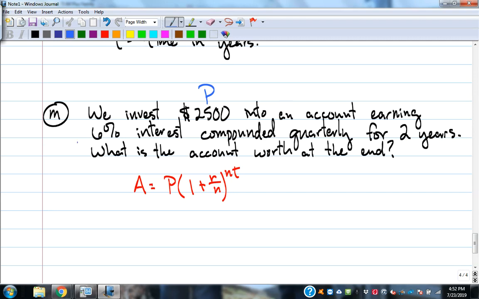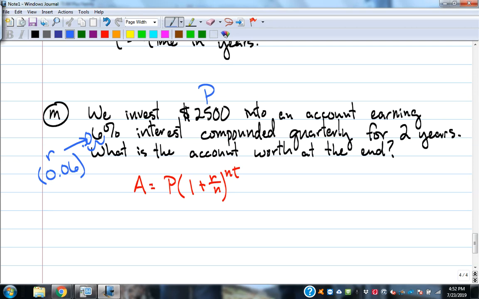The interest, 6%, that's going to be our rate R. And remember, we got to convert that into a decimal. So we want to move it twice. So that's 0.06. So when you put that in there, convert it into a decimal. So move it to the left twice. And that gets you 0.06.